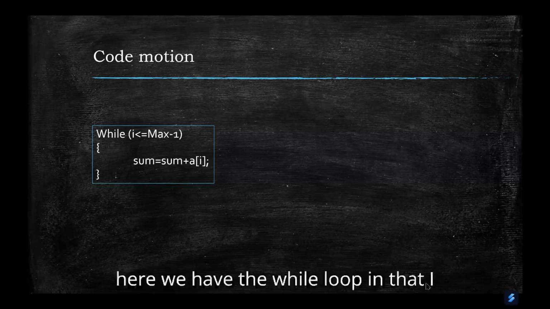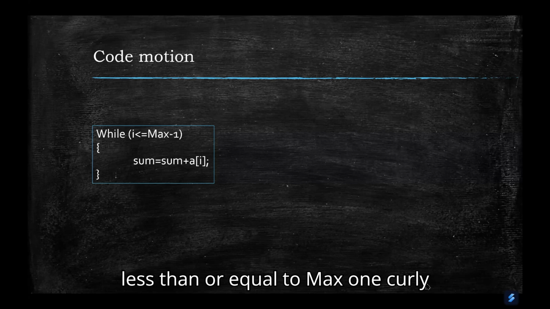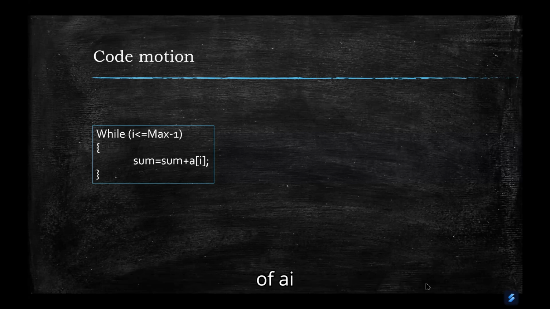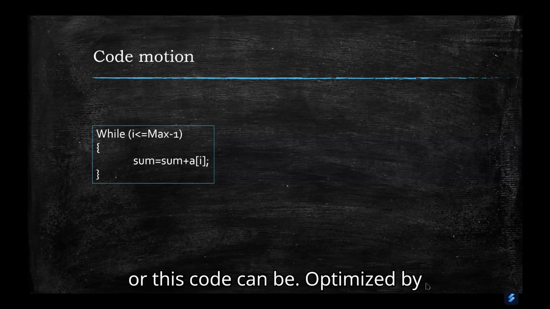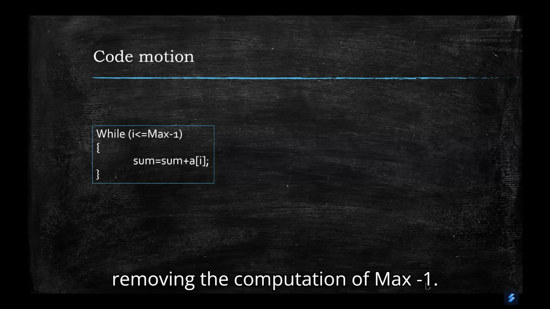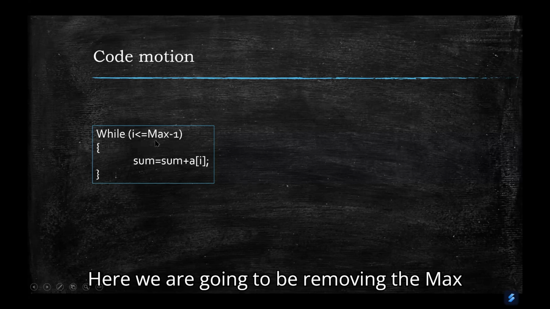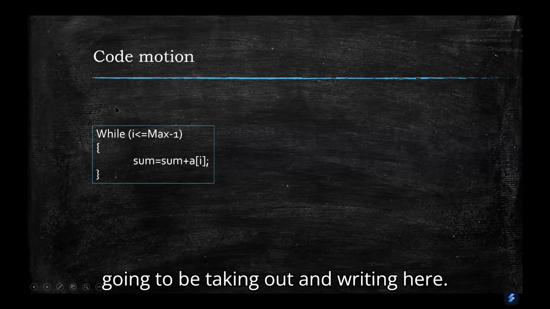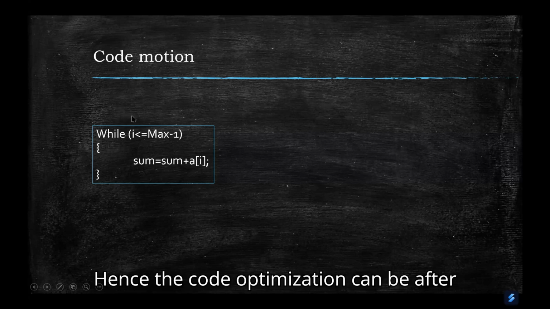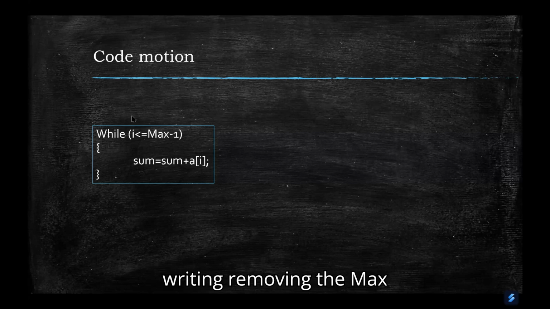For example, here we have a while loop: while i <= max - 1, open curly braces, sum = sum + a[i], close the braces. This code can be optimized by removing the computation of max - 1. Here we are going to remove the max - 1 from the loop and write it outside. Hence, the code optimization can be done after removing the max - 1.